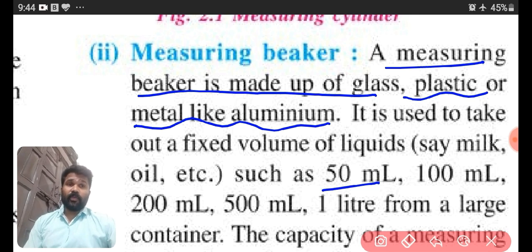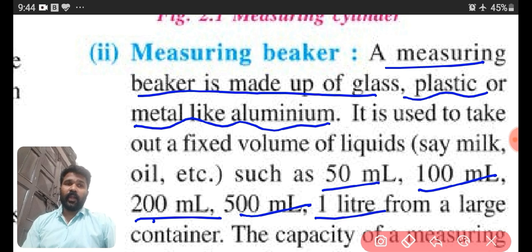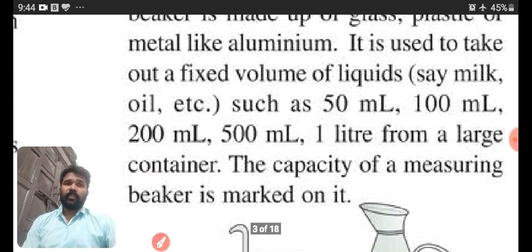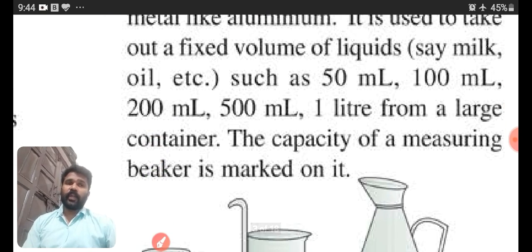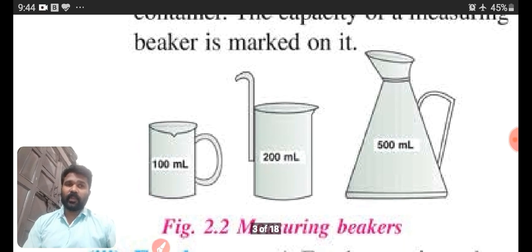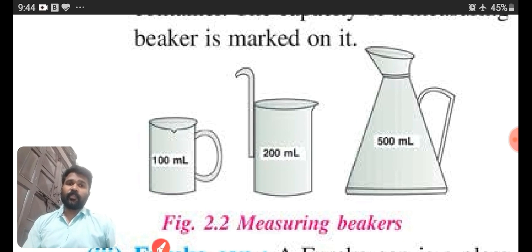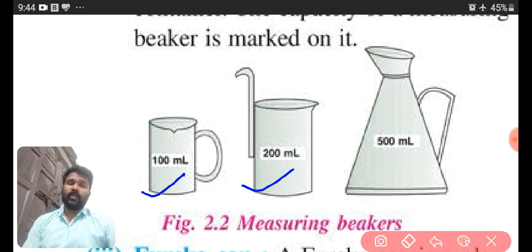Okay, the measuring beaker is used to take out a fixed volume of liquids, for 50 ml, 100 ml, 200 ml, 500 ml, 1 liter, etc. Okay, to take out 50 ml or 100 ml milk from the large container and all, we are using the measuring beakers. The capacity of measuring beaker is marked on it. Different types of measuring beakers are there. Say first one, 100 ml one, 200 ml and 500 ml.